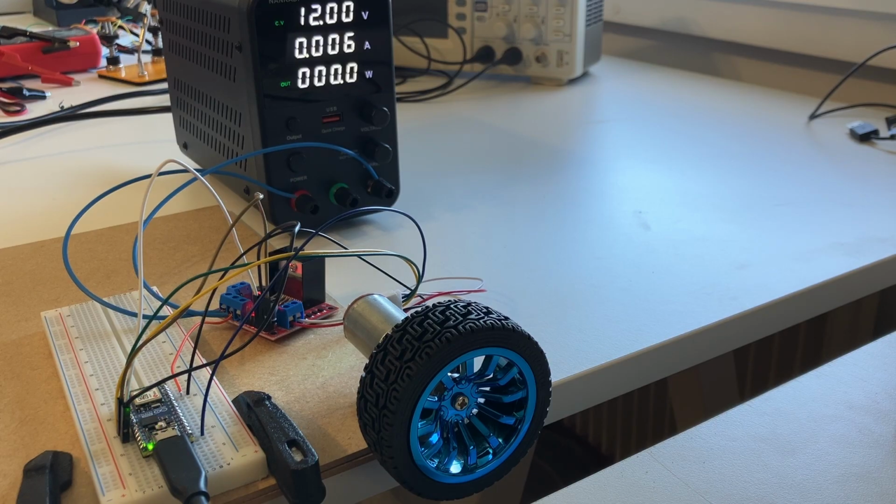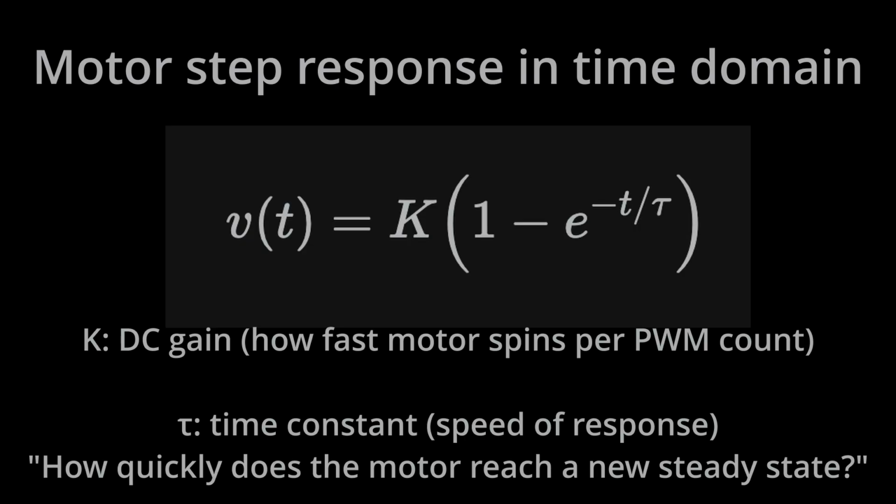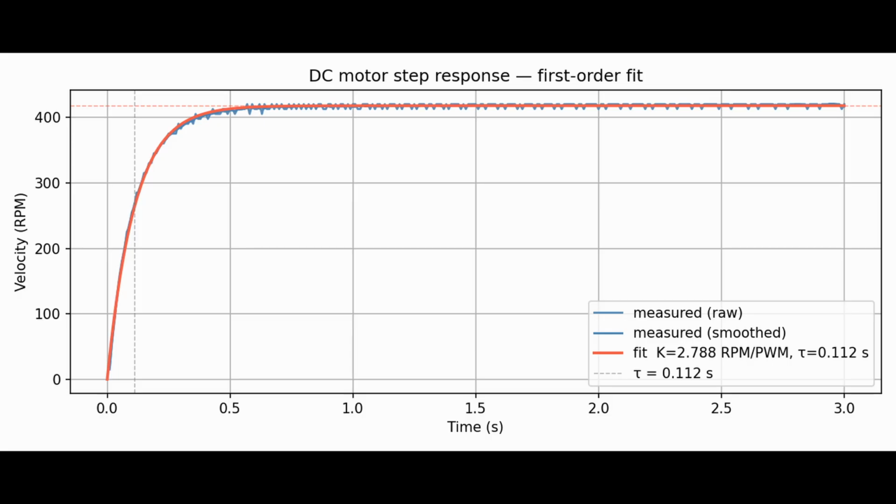To measure them, we apply a step PWM and record the velocity. The step response of a first-order system is an exponential rise, the same curve a capacitor follows charging toward a supply voltage. V of t equals k times 1 minus e to the power of minus t over tau. A least squares fit to the data gives us k equals 2.787 RPM per unit PWM and tau equals 0.112 seconds.